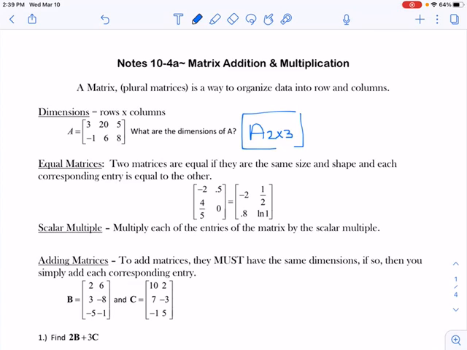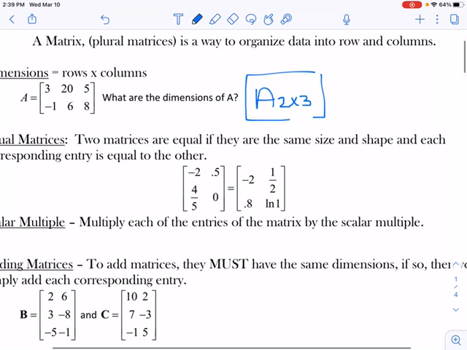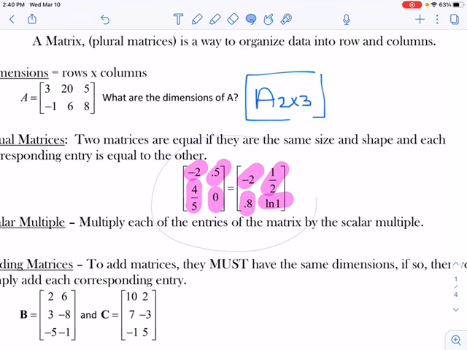So if I take a look at the picture of these 2 by 2 matrices, I can see that the first positions are equal to each other, -2 and -2. Then I've got 0.5, which is the same thing as 1/2, 4/5, which is the same thing as 0.8, and 0, which is the same thing as the natural log of 1. So these 2 matrices would be considered equal to each other.